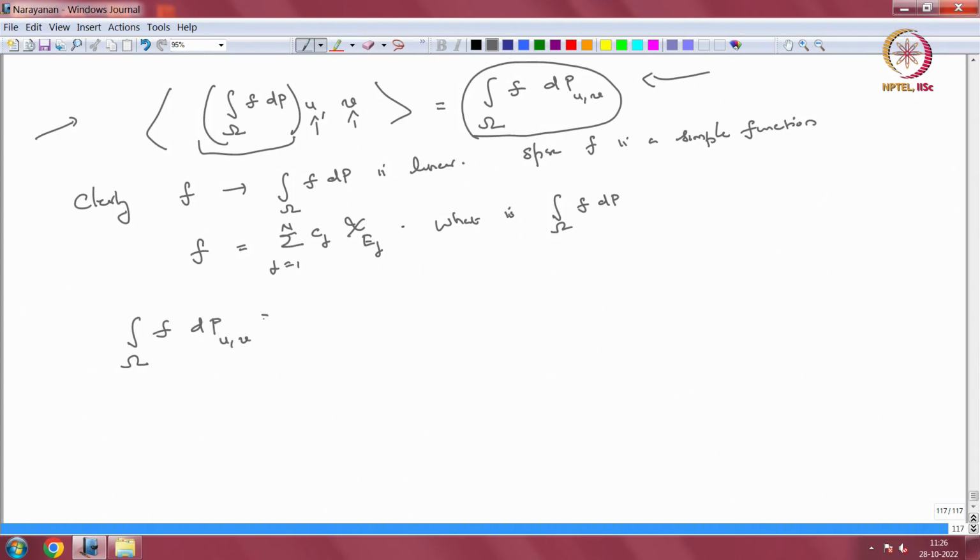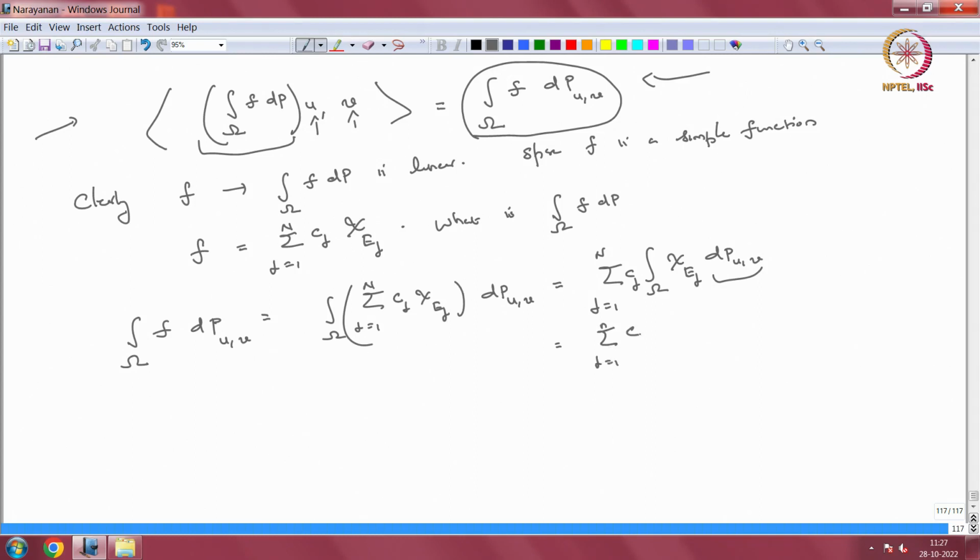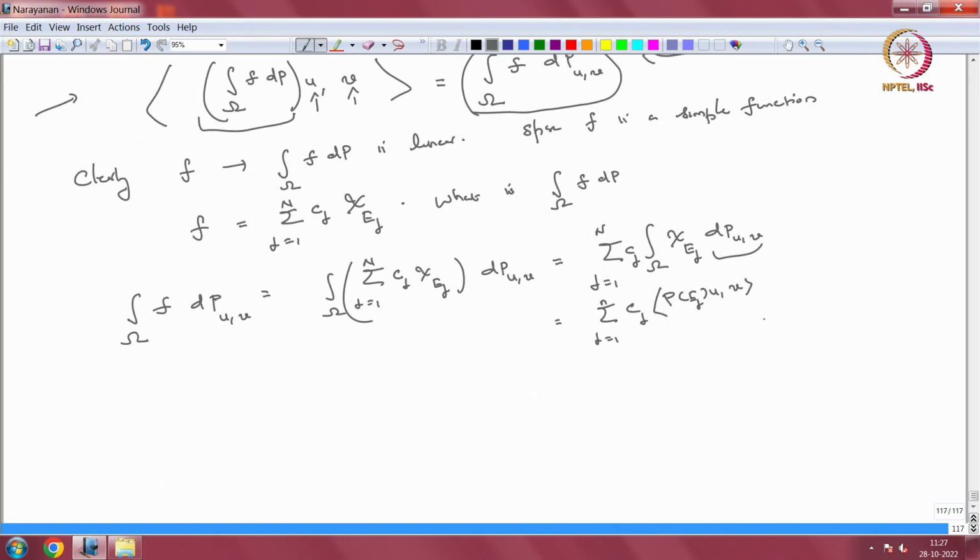Okay. So, look at the integral over omega of f dP_{u,v}, right. So, that is well defined. This is simply the integral over omega of f, which is the summation over j equal to 1 to n of C_j chi_{E_j}, dP_{u,v}, right. P_{u,v} is a complex measure, remember that. So, the summation goes outside: the summation over j equal to 1 to n of the integral over omega of C_j chi_{E_j} dP_{u,v}, right. So, this is a measure and I am integrating an indicator function, so I will simply get the measure of that set, right. So, the summation over j equal to 1 to n of C_j P_{u,v}(E_j), right. P(E_j) is a projection acting on u, inner product with v, right. That is how P_{u,v} is defined, right.